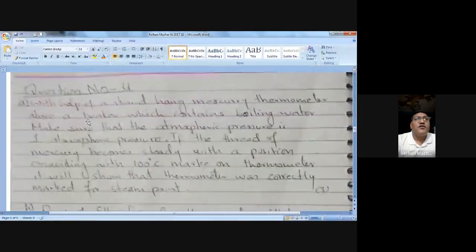Okay, question number 4, A part is on your screen. With the help of a stand, hang the mercury thermometer above a beaker which contains boiling water. Make sure that the atmospheric pressure is 1 atmosphere. If the thread of mercury becomes steady with the position coinciding with the 100 degrees centigrade mark on the thermometer, it will show the thermometer was correctly marked for the steam point. It's a 3-mark question.